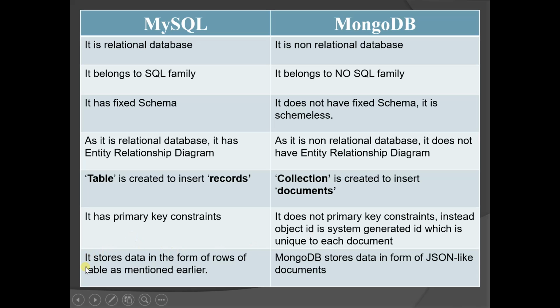The next difference is that a MySQL database stores data in the form of rows of a table, as mentioned earlier. So in the table we have records, which are also called rows, and a MongoDB database stores data in the form of JSON-like documents. JSON is nothing but JavaScript Object Notation. So we have data in the form of JSON in a MongoDB database. So these are the basic differences between MySQL database and MongoDB database.